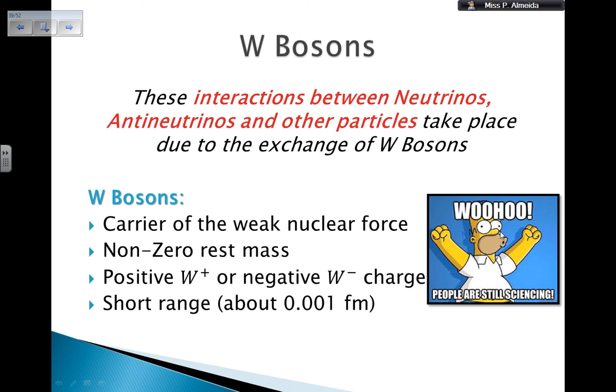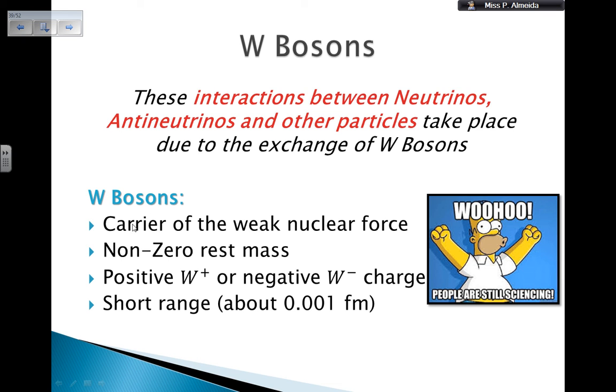So the W bosons, with W standing for weak, are going to be responsible for these interactions, okay? These interactions between the neutrinos and antineutrinos and the other particles, the neutrons and protons, take place because we are exchanging the W bosons. So for charged particles, I exchange the virtual photon. For antineutrinos, neutrinos, and other particles, the kind of coin that I use, so instead of giving money or chocolate, the thing that I exchange to get something else from the other one is going to be the W bosons, the weak bosons.